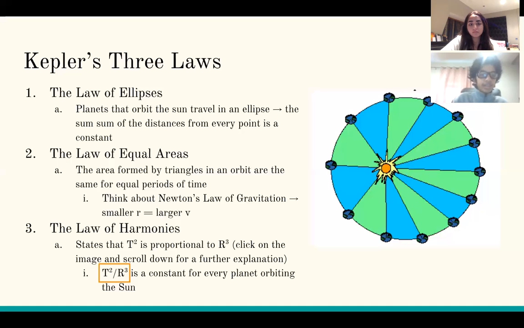So what that means is that for Earth, T squared over r cubed might be some number, but that number will be the same for Neptune and the same for Mars. Basically, the total time to go around the sun for Mars squared divided by the distance cubed will be the same as for Neptune, and that's the law of harmonies.